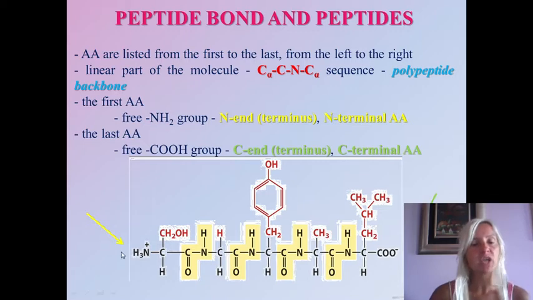The other thing which can be noticed for each polypeptide is that the first amino acid in the sequence always has a free amino group. This part of the molecule is marked as the N-end, or N-terminus, and the first amino acid in the sequence is marked as the N-terminal amino acid. The last amino acid always has a free carboxyl group, so it's marked analogously, as the C-end, or C-terminus, and this last amino acid is the C-terminal amino acid.